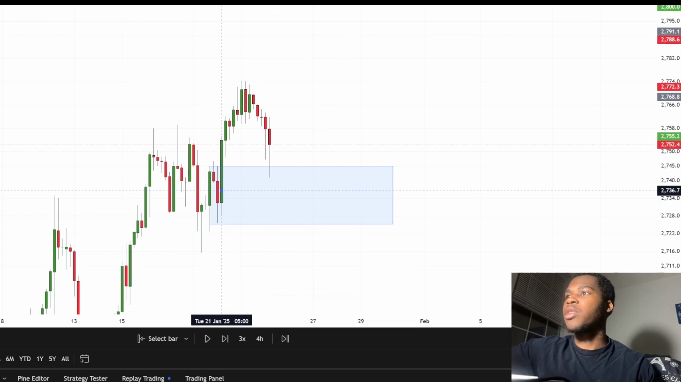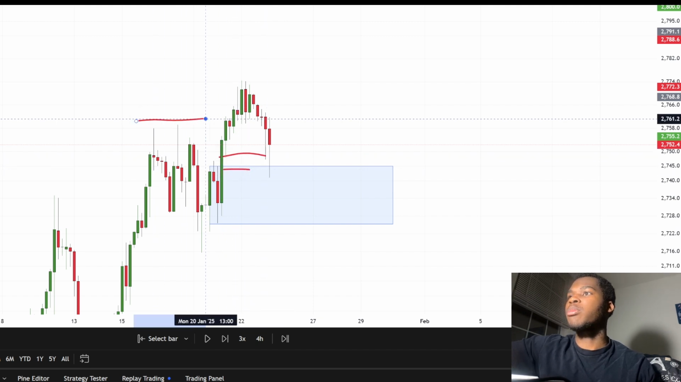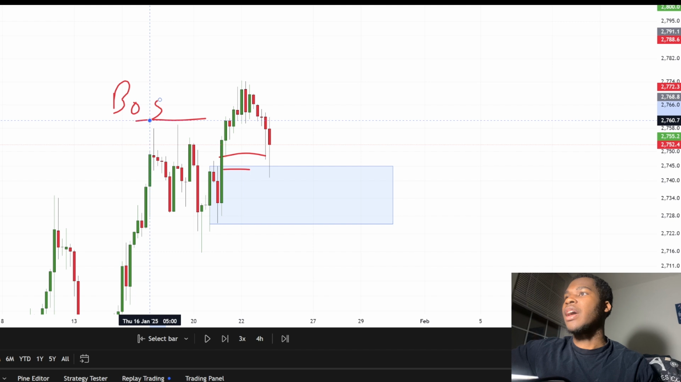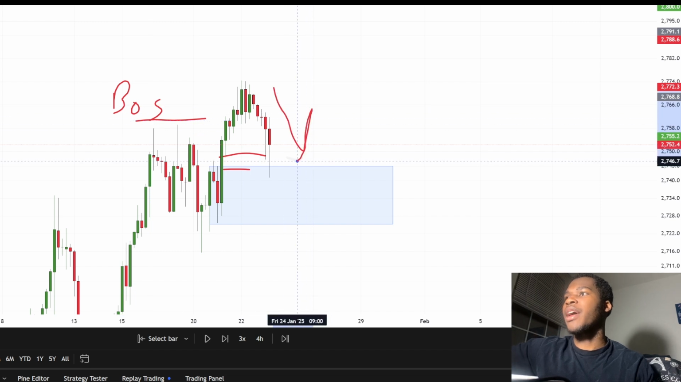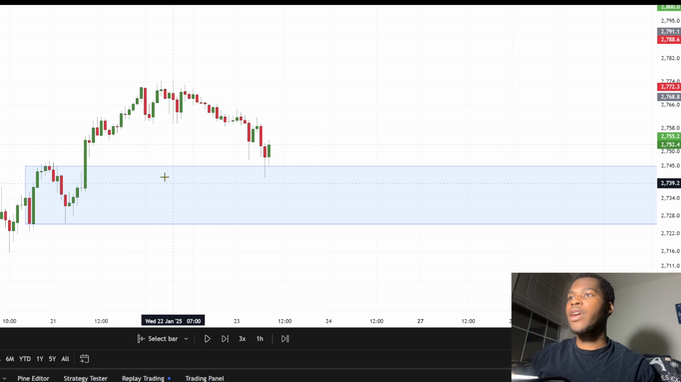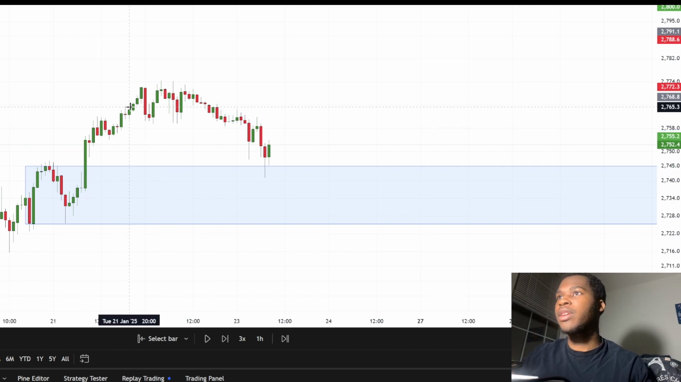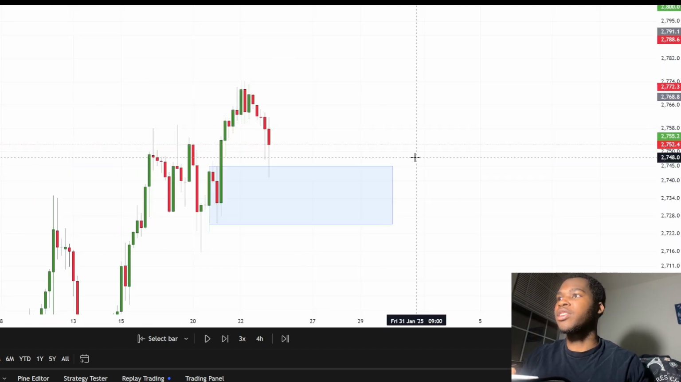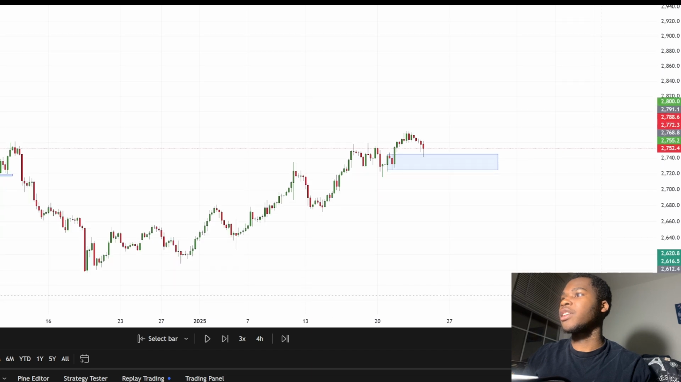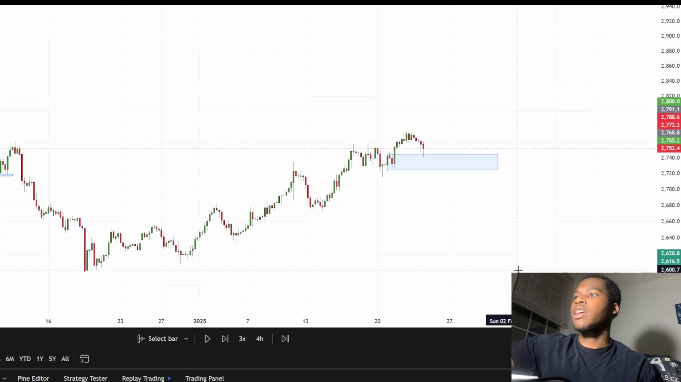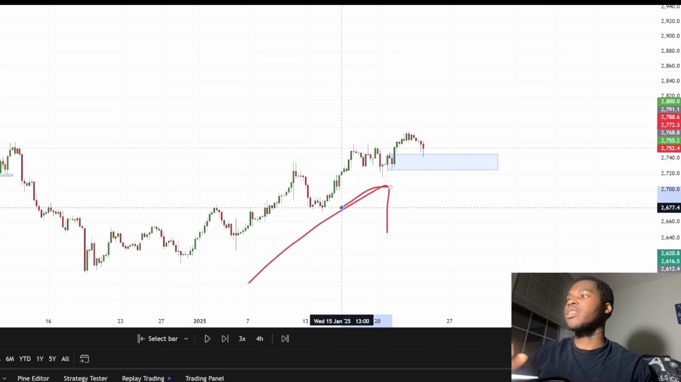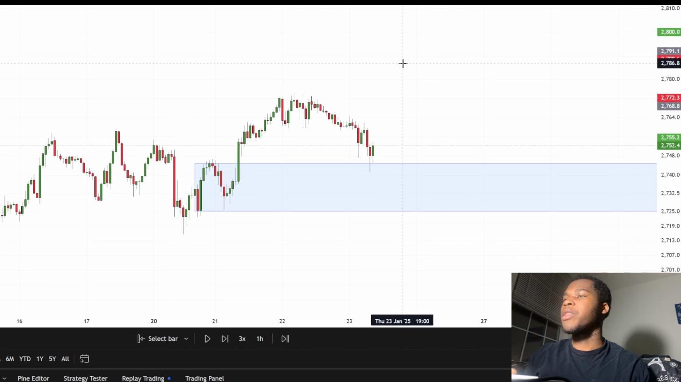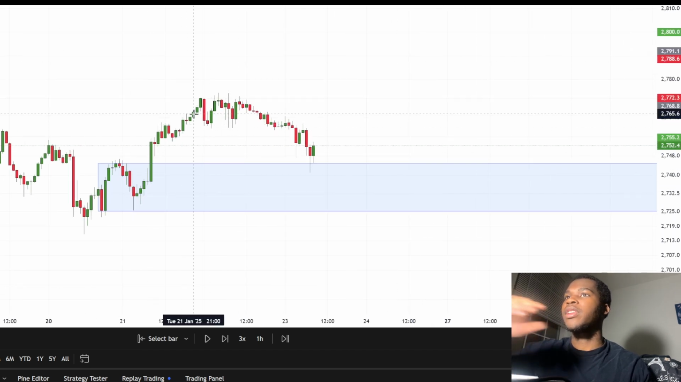This zone is important because first it has a gap right here, and it also broke structure before price came back to tap into the zone right here. So after I have my demand zone marked off, I'm mainly looking for demand zones because, like I said, we are bullish on the higher time frame. After that, I'm then looking for areas of liquidity.